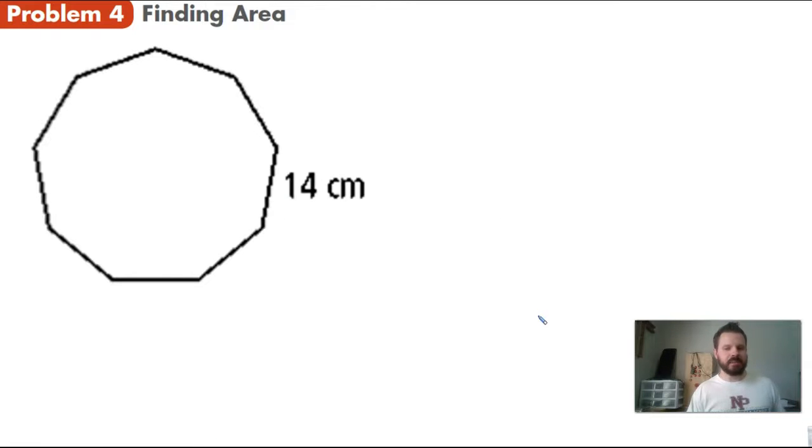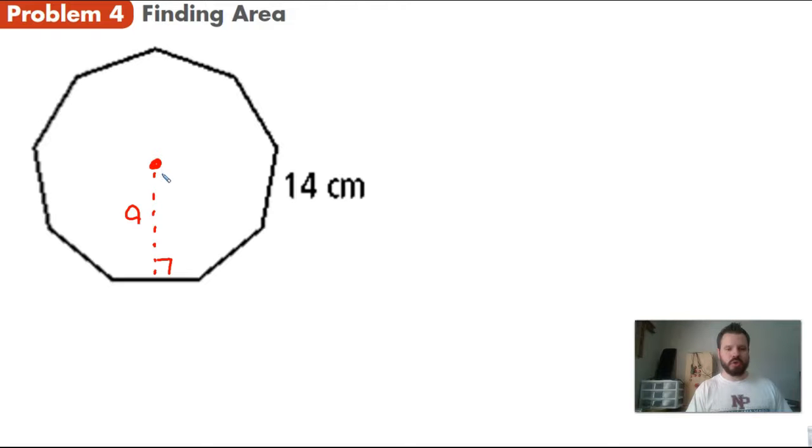All right, last problem. Let's put all that together. Let's solve for the area of a regular polygon where I don't have all the pieces. In this case, I know the side length. What I'm missing is the apothem. Okay, distance from center to side at a right angle.